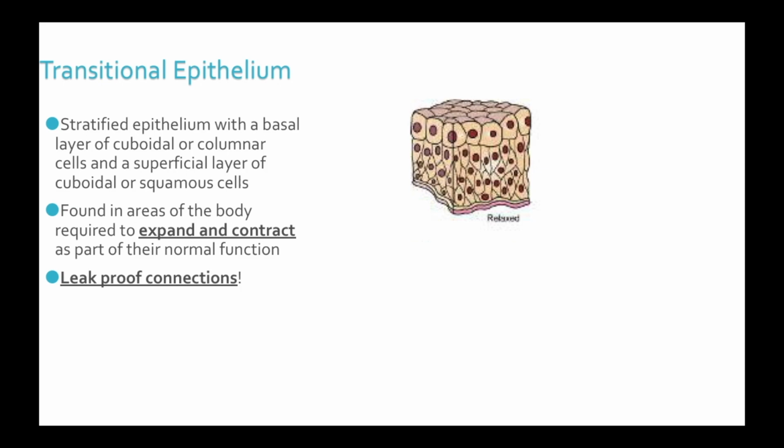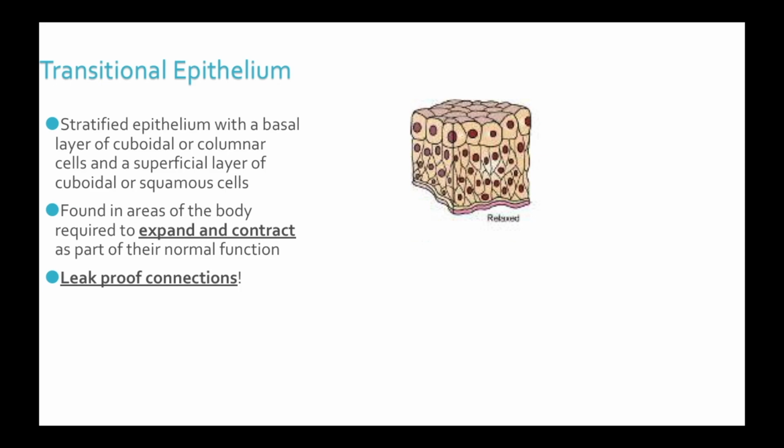Transitional epithelium. Now, transitional cells you will hear all about in your lifetime as a registered vet tech, because we're often looking for changes or abnormalities in the numbers of transitional epithelium when we're looking at urinary samples, so urine samples. These are stratified epithelium with a basal layer of cuboidal or columnar cells and a superficial layer of cuboidal or squamous cells.